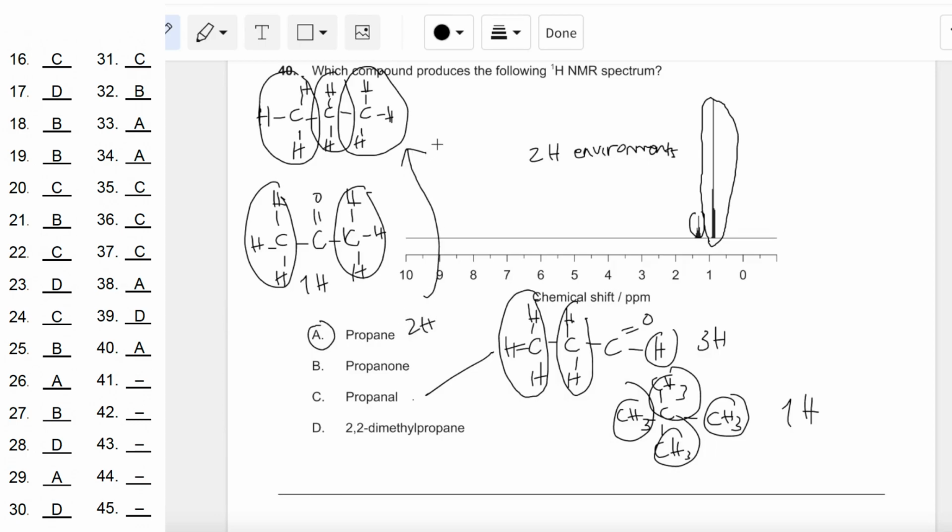Alright guys, so we've finished discussing Chemistry Paper 1 Time Zone 1 HL May 2021, question number 21 to question number 40.